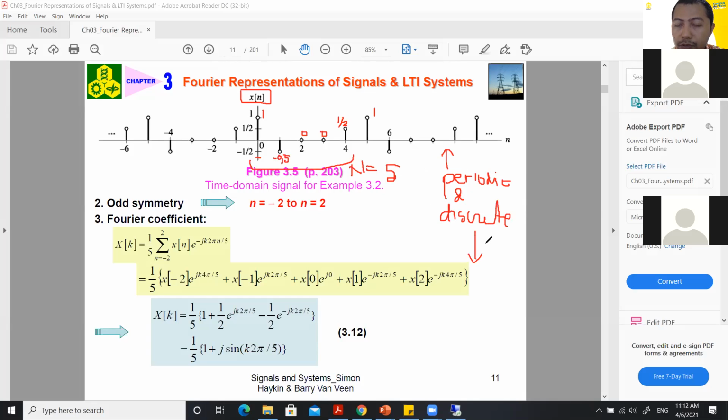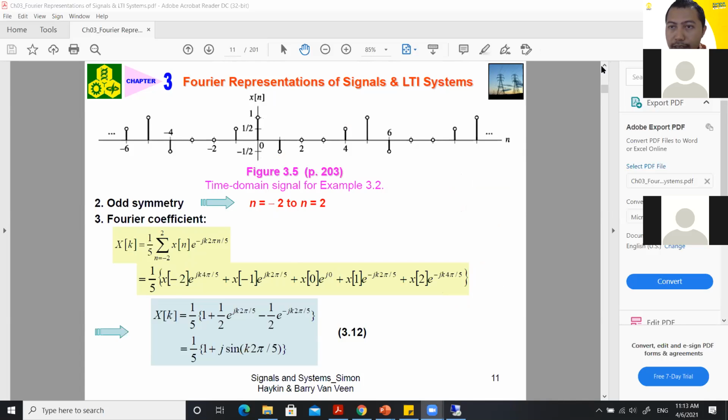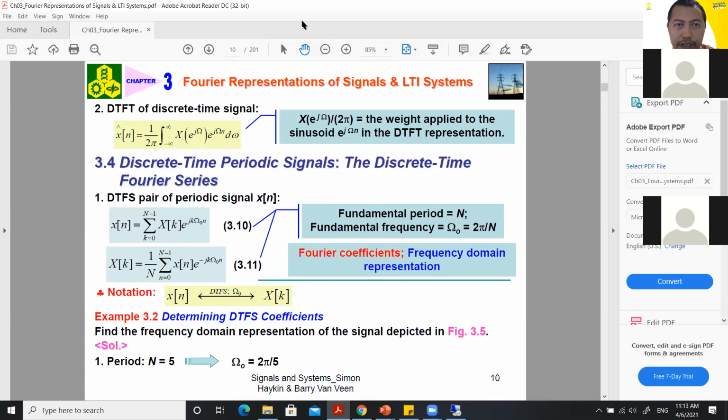So the method that we have to use is the discrete time Fourier series, analytically, using the conventional way of calculating. To find Xk, this is the formula. If you remember, this is how to compute from the time domain to the frequency domain, and that's the formula.